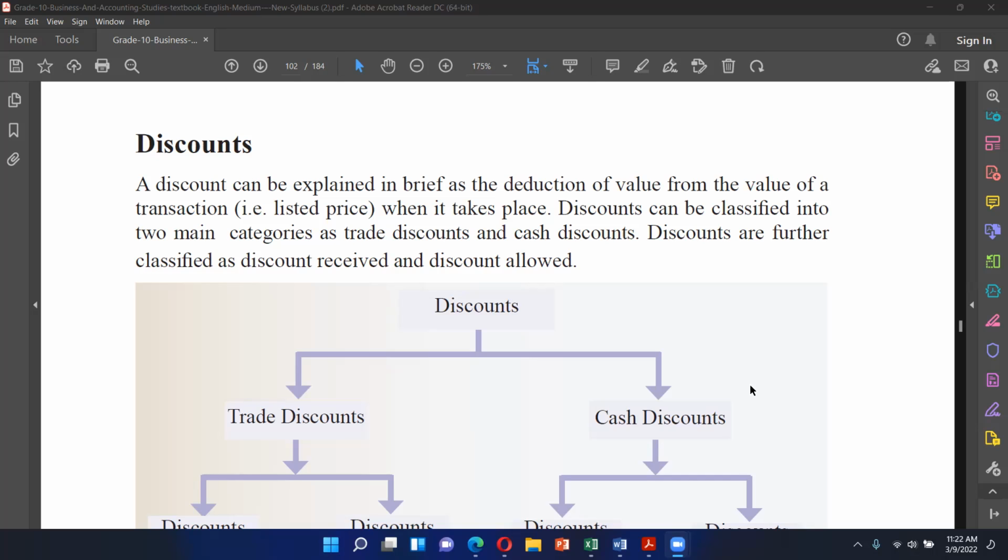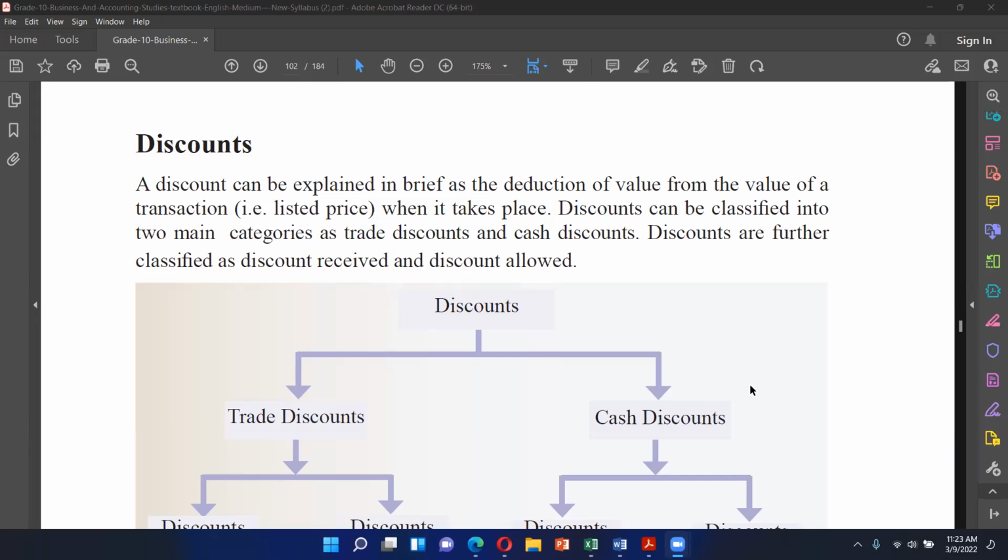In the practical context, during festive seasons like Christmas or Sinhala seasons, most organizations will offer discounts. Those are meant to be trade discounts. And the trade discount is not a part and parcel of the double entry system. Remember, it's not subject to the double entry system. Your whole objective is to get more sales by reducing the prices. You offer a discount, that's all.